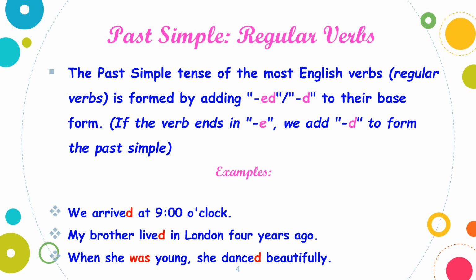Al verbo arrive le agregamos la letra D. My brother lived in London 4 years ago. Al verbo live le agregamos la letra D. When she was young, she danced beautifully. Was es el past simple del verbo to be. Y al verbo dance le agregamos la letra D.